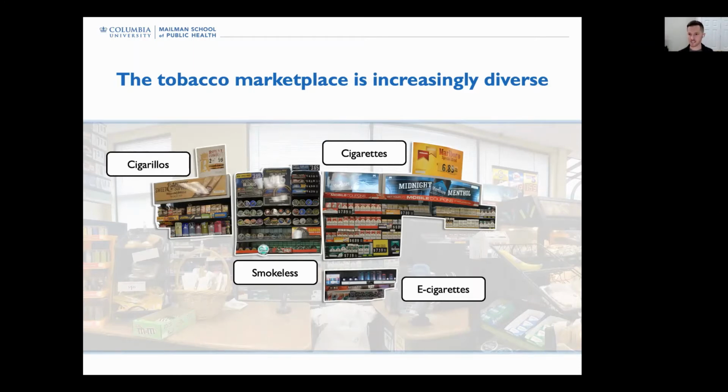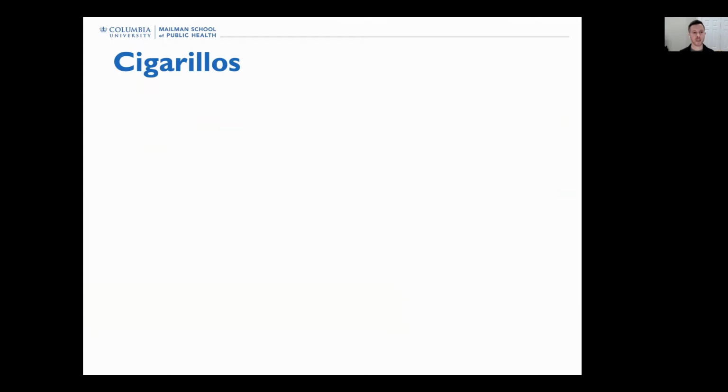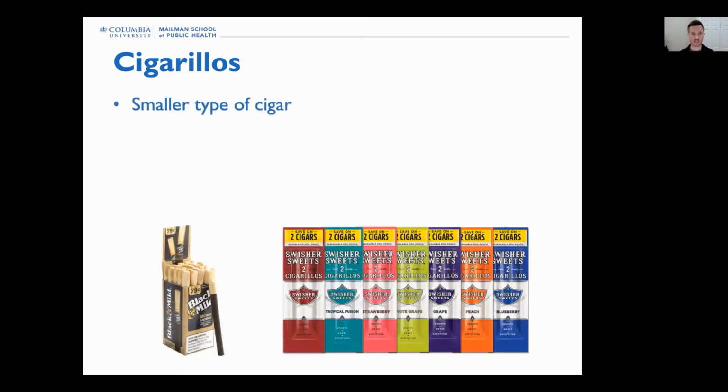To add context to the presentation. So cigarettes, I'll skip. I think everyone probably knows what cigarettes are. Cigarillos are another popular form of tobacco on the market today, but these are not what you might think of when you think of traditional cigars. They're not the big Cuban cigars that maybe your grandparents or uncles or fathers smoked. These are smaller cigars. They're very, very cheap.